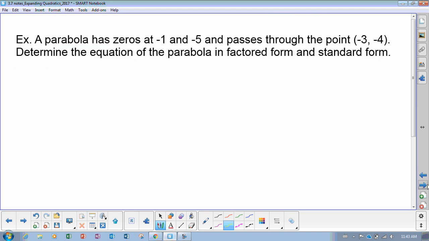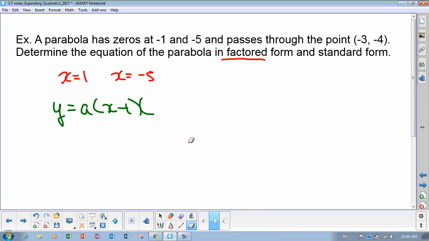Now let's look at an application. A parabola has zeros at x equals -1 and at x equals -5, and it passes through the point -3, -4. Determine the equation of the parabola in factored form and standard form. We're going to start with factored form. So we have y equals a, x minus 1, x plus 5. That actually looks like a 4, so I'm going to erase that and fix that.